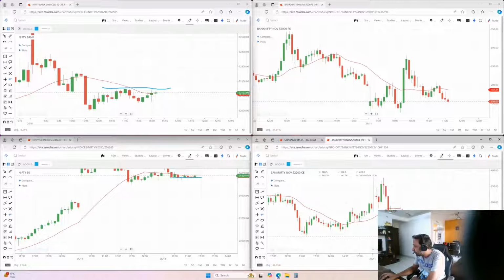The premium is currently trading around 190 to 193. So it will cross this 200 level, and again it can show further movement till 240 to 250. So let's wait and see.